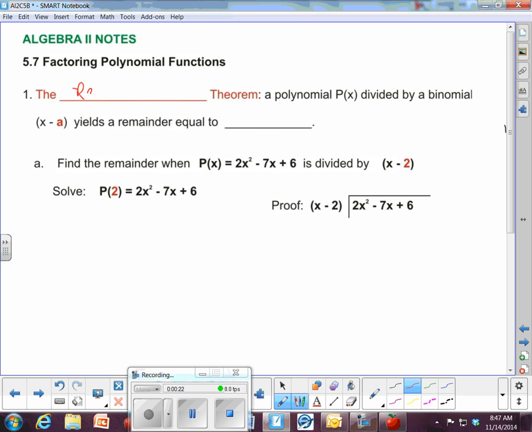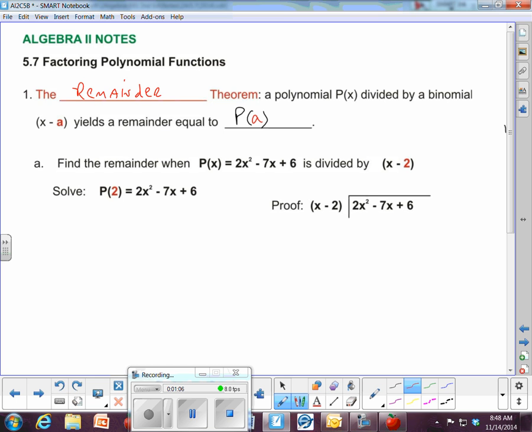The first is the remainder theorem. The remainder theorem basically says this: for any polynomial p of x divided by a binomial x minus a, and that should look familiar, right? We're reading max and min values. We're just reading the value after the negative sign. Yields a remainder equal to, and capital P is functional notation, and where the x would normally go, put a red A. P of A.